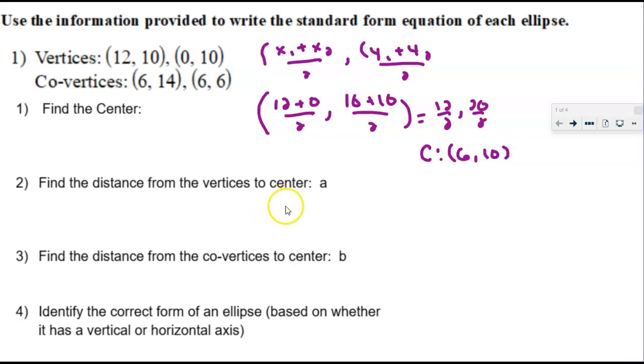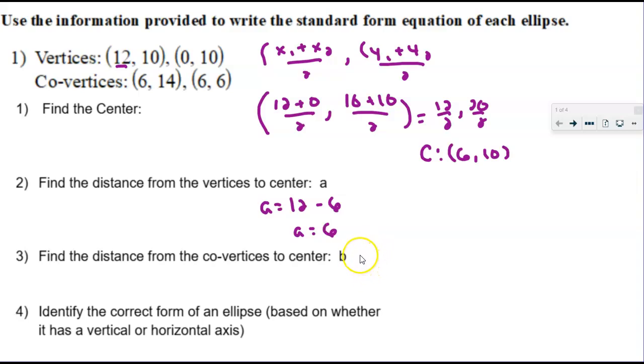Okay. So now what we want to do is find the distance from the vertices to the center, which is a in this case. To find a, I'm going to take the vertices, take that 12 value and subtract 6 from it. And that tells me that a is 6. The distance from the vertices to the center is 6.